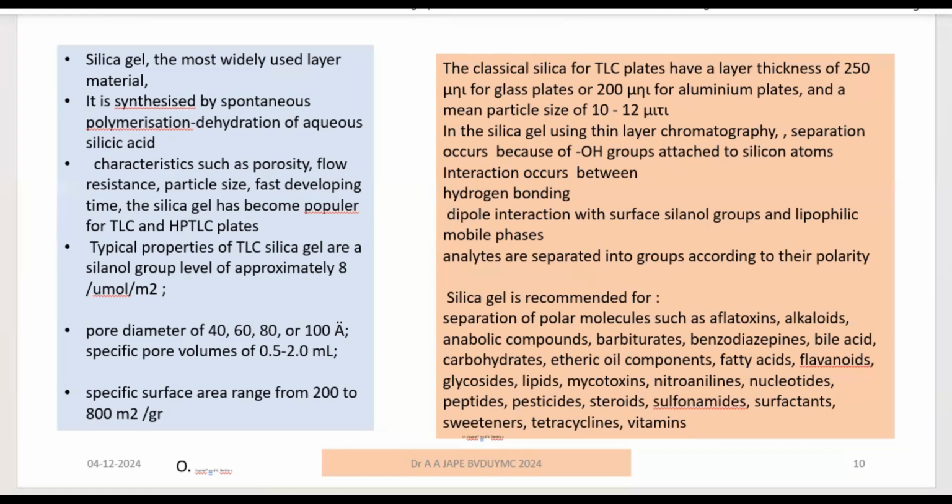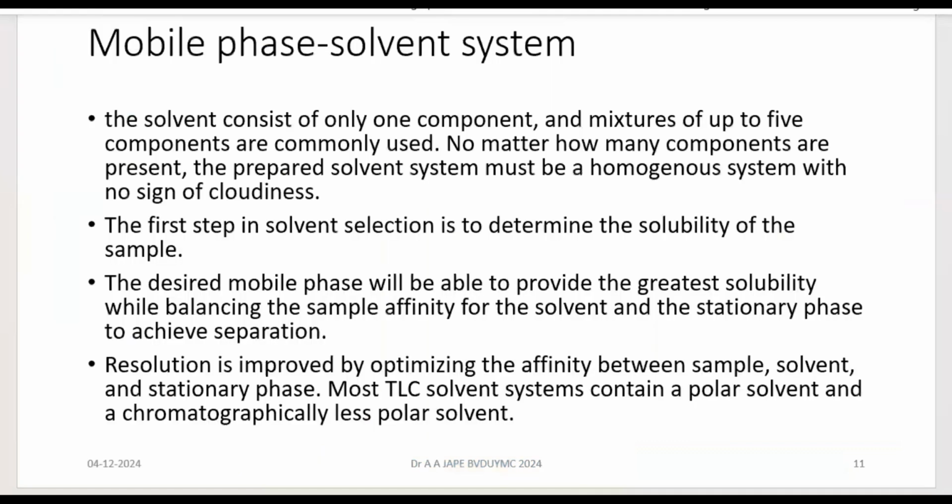Generally, silica gel is recommended for separation of polar molecules. Say, examples like lipids, glycosides, peptides, steroids, surfactants, or vitamins also can be separated. Fatty acids can be separated. Bile acid components can be separated. Aflatoxins can be separated by TLC, so on and so forth.